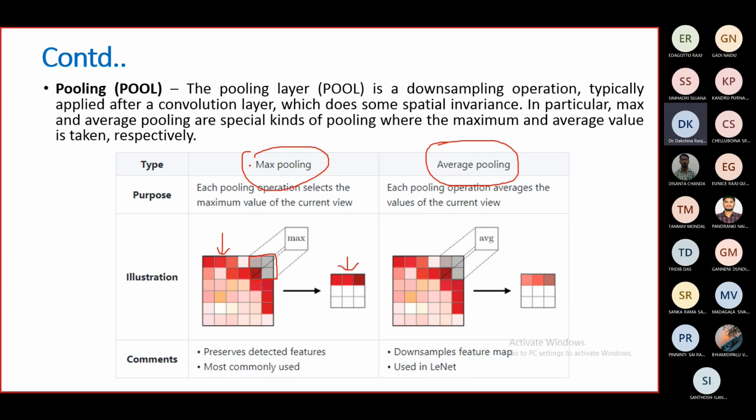Okay, and if we consider average pooling, it takes the average value of this neighborhood area, and this average value becomes the neuron or the pixel value in the feature map in the next layer. This pooling operation can preserve the detected features. Most of the time we apply max pooling, and sometimes we can apply average pooling.